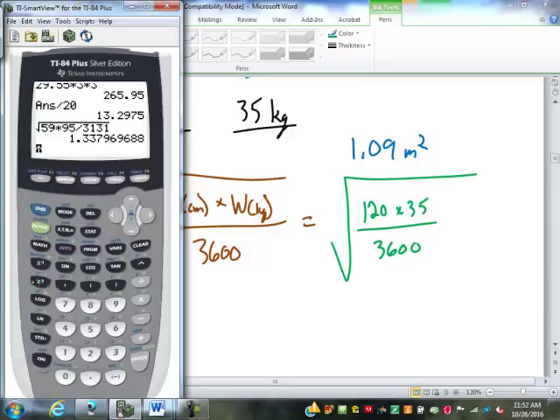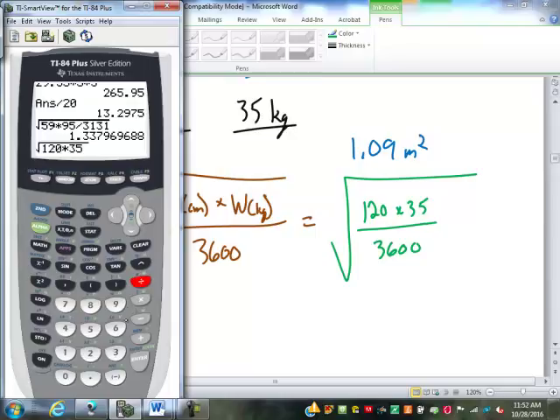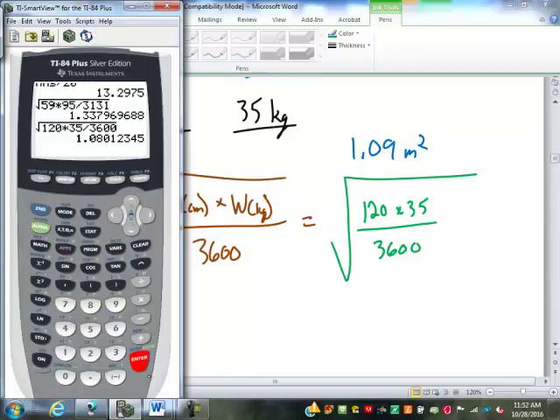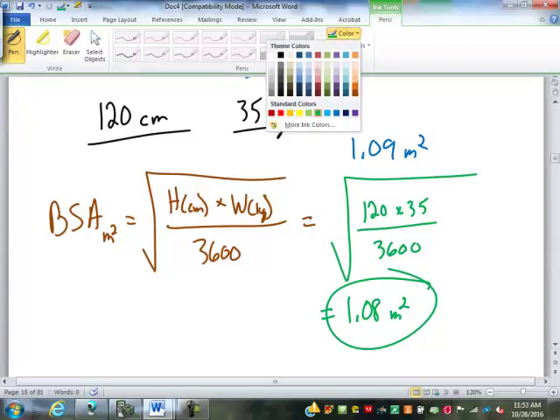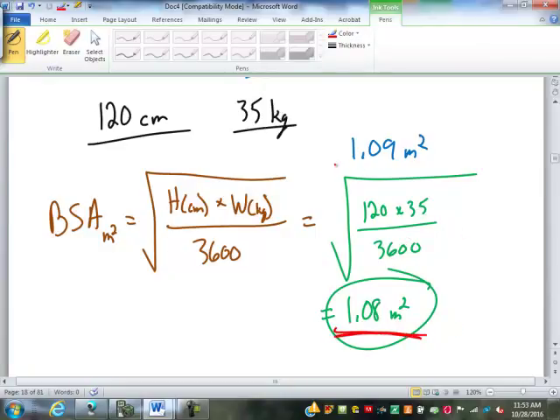So again, second square root, 120 times 35 divided by 3,600. And again, many of you would have to put closed parentheses at the end of that. Equals, I'm getting 1.08 meters squared. Consistently, I have found, by the way, that the nomogram gives you an answer just slightly higher than the formula for body surface area. But here, in both of these examples, we came out pretty darn close. 1.08 is our calculated, 1.09 is from the nomogram.